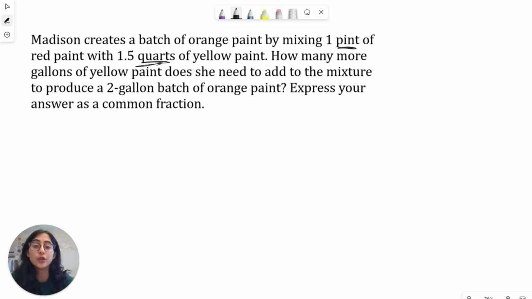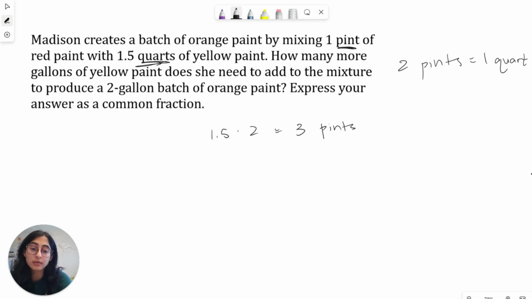So we know that there are 2 pints in a quart. 2 pints equals 1 quart. So clearly, our pint is the smaller unit. So we can convert our 1.5 quarts to pints, because we know there's 2 pints per quart. So our yellow paint in pints is going to be 1.5 times 2 equals 3 pints of yellow paint for every 1 pint of red paint. So now we have our ratio of yellow to red paint, it's 3 to 1.